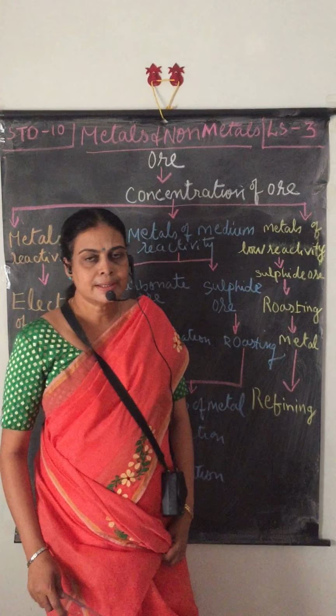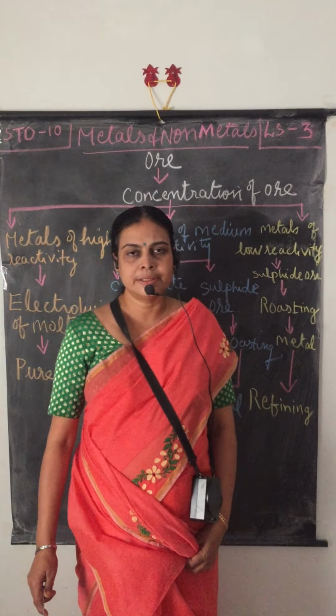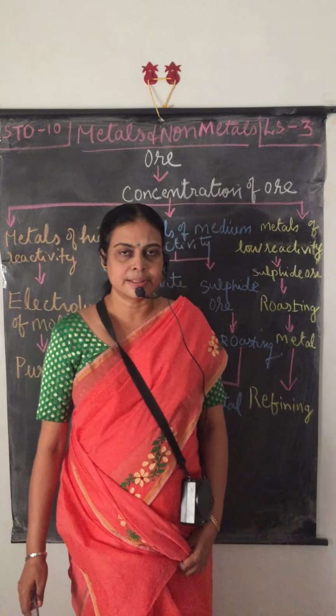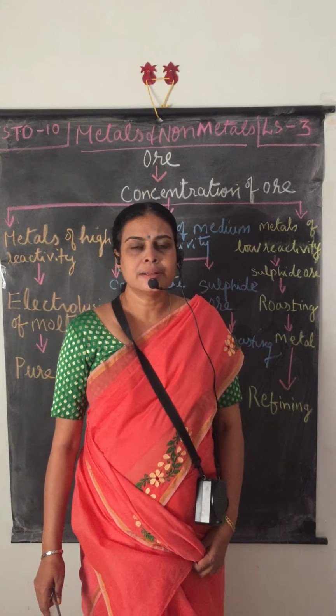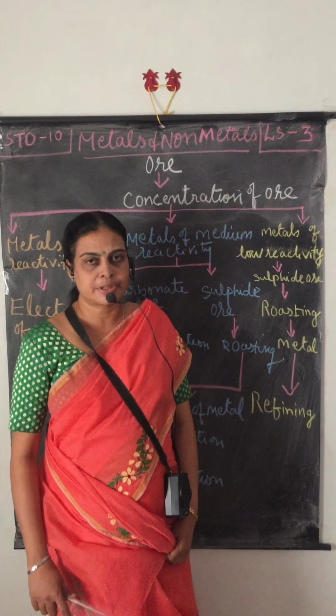Now we will discuss the extraction of metal from its ore. Metals that we get from the interior of the earth, that is the earth's crust, contain a lot of impurities. Impurities like sand, soil, etc., are called gangue. So the gangue has to be removed, and afterwards, in order to concentrate the ore, a lot of steps are there.